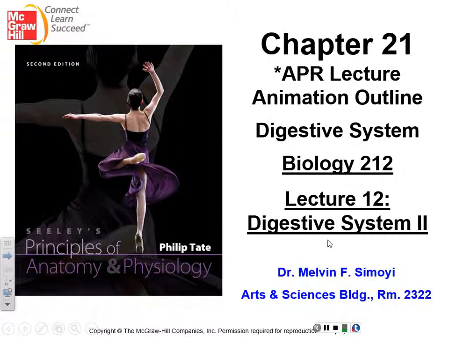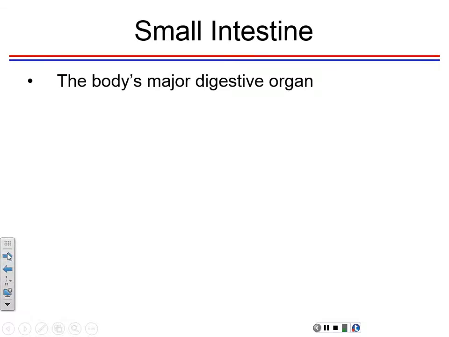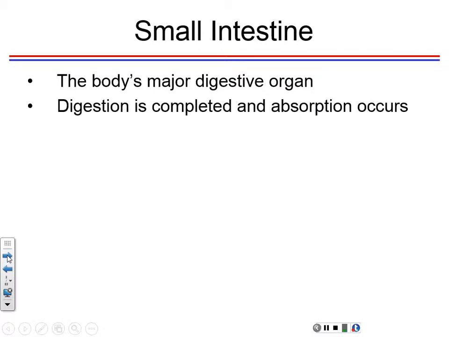So really, the major organ of the digestive system would be the small intestine. It's very long, 21 feet long, thereabouts, give or take. So the small intestine is the major digestive system organ, and it really completes all the digestion.